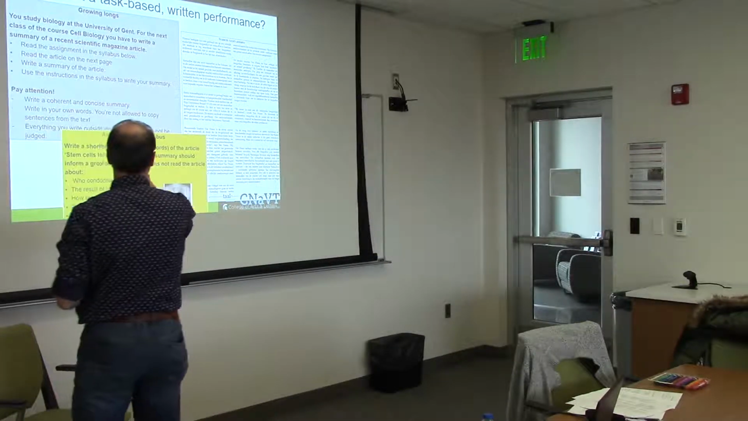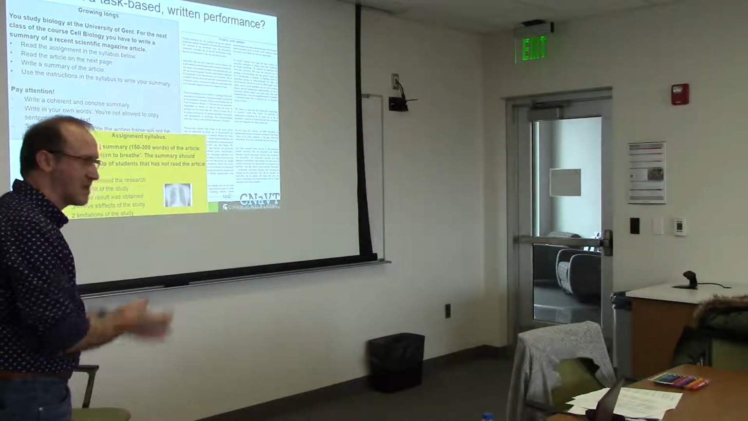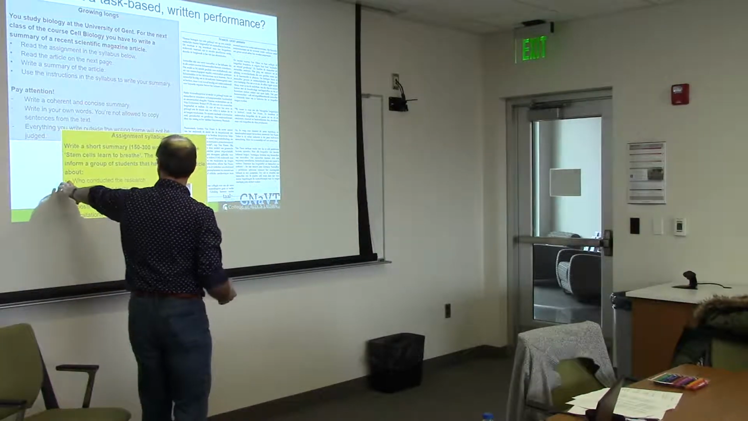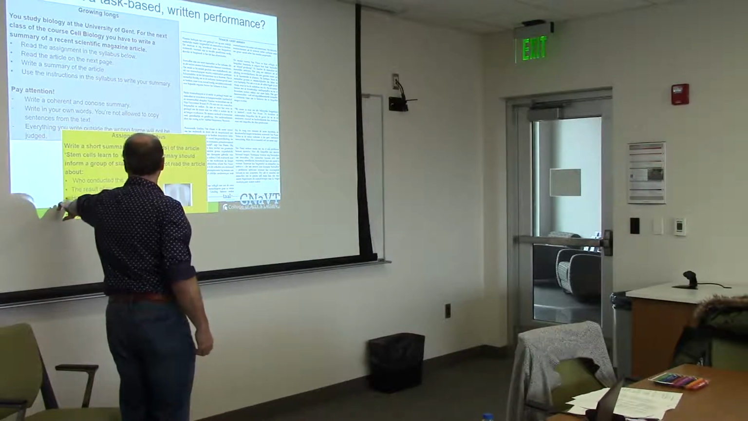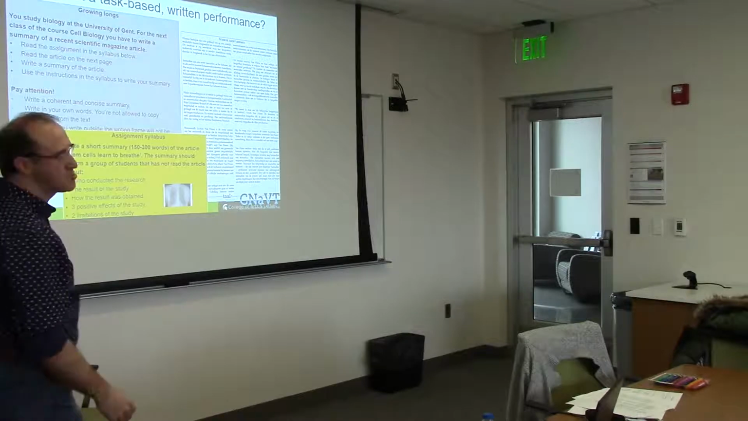So the summary should inform a group of students that has not read the article, so it has to be self-contained, you have to understand it. And you have to talk about who conducted the research, what the result of the study was, how the result was obtained, discuss 3 positive effects of the study and 2 limitations of the study.